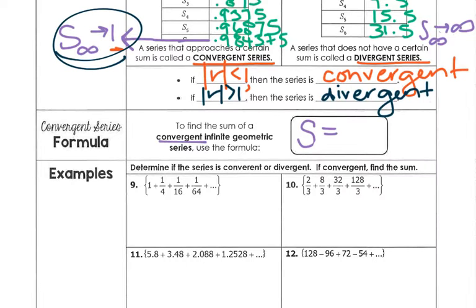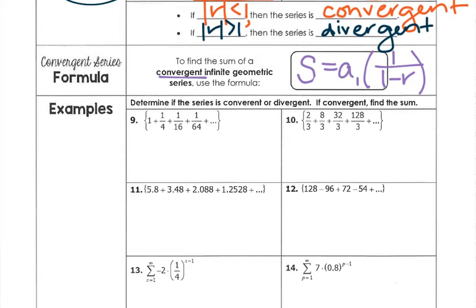So S is equal to A sub 1 times 1 over 1 minus R. So this is really similar to the finite geometric series. We just have a different numerator here. Instead of 1 minus R to the n, it's just a 1 in the numerator.